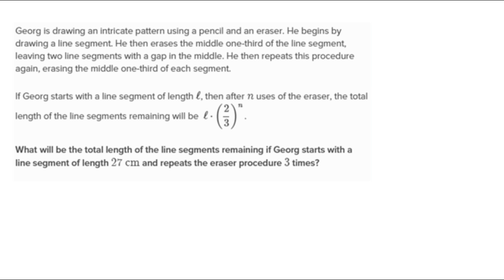Now that you have paused it and gone through the problem on your own, you need to recognize that we have the expression L is E times 2/3 to the n power. We need to figure out what L is. L is the length of 27 centimeters. N is the number of years or the number of segments in this problem. It's going to happen 3 times.